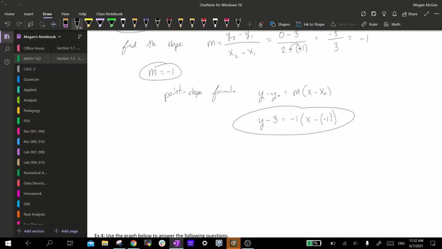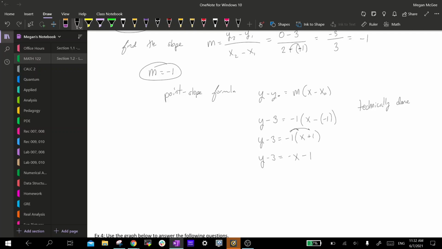Alright, so technically done at this step. I'm going to write that out. Technically done. Alright, but we're going to keep going because I want to prove to you that this is the same as y is equal to mx plus b. Alright? So I'm just going to do a little bit of algebra here to move things around. So I have y minus 3 equals negative 1 times x plus 1, canceling out those negatives there. So now I'm going to distribute our negative 1 in. So I'll get negative x minus 1 now.